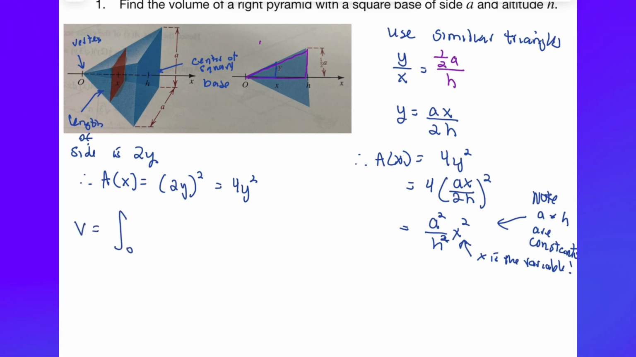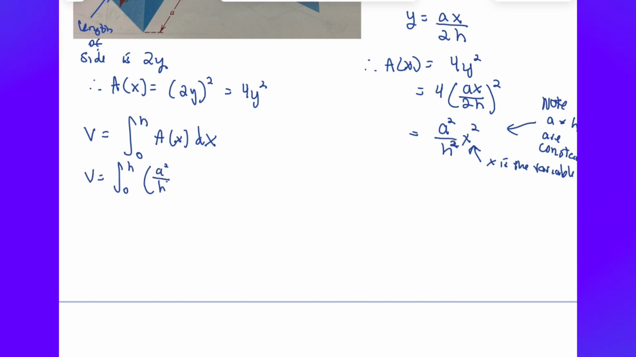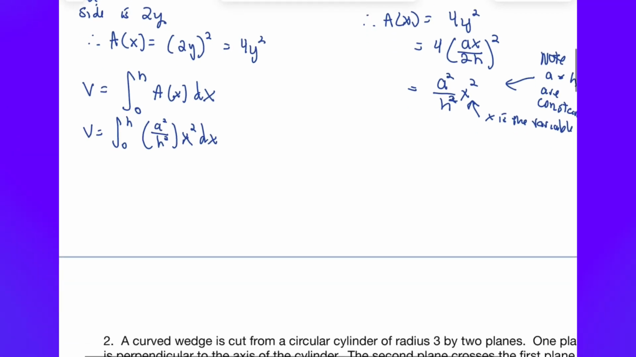Remember, that's the integral from a to b, so I started at 0 and I went to h on the x-axis. That's what I'm integrating: area of the base times our thickness, which is dx. So 0 to h, area of my base we figured out to be a squared over h squared times x squared dx. So a squared over h squared is a constant, so I can just bring that constant out, and then I can just integrate from 0 to h of x squared.